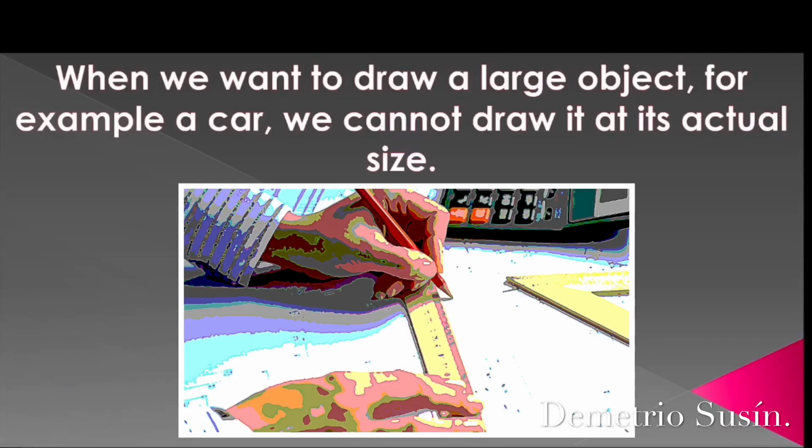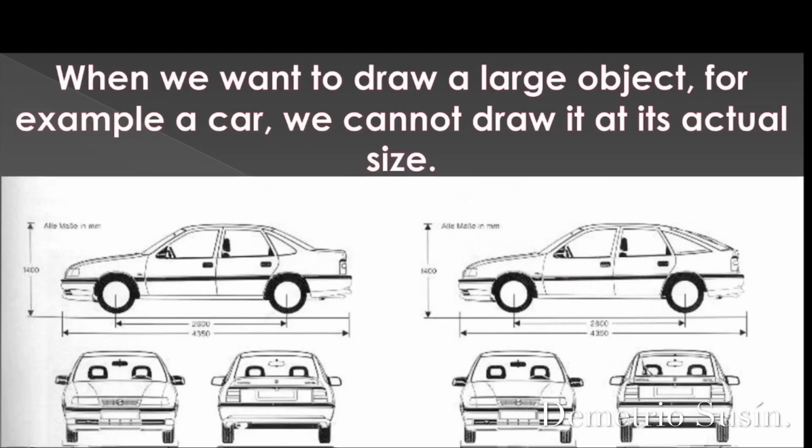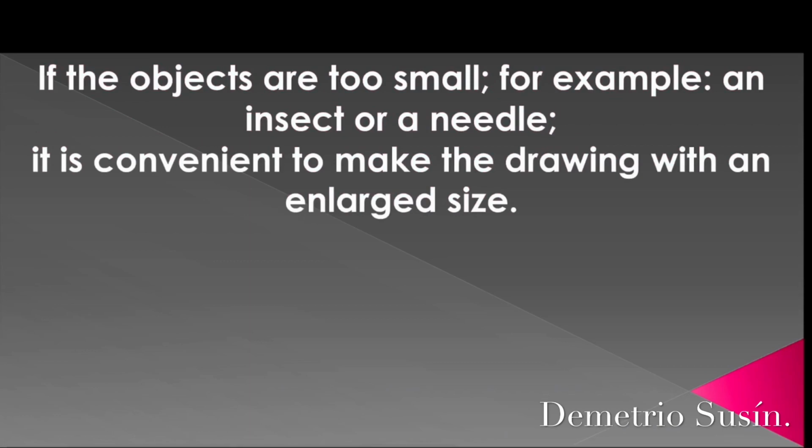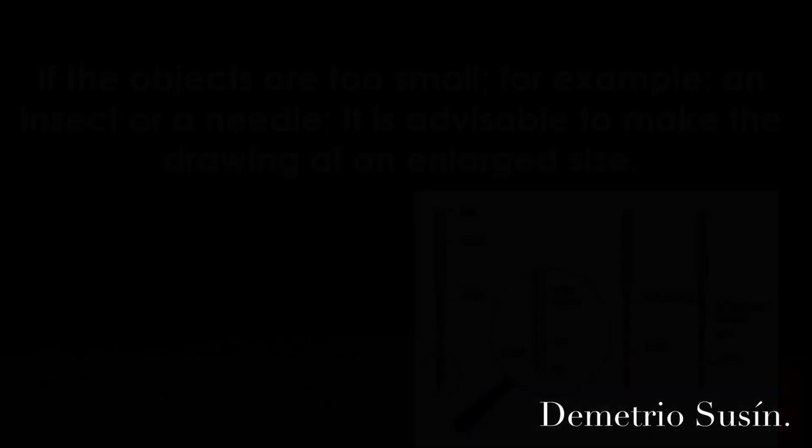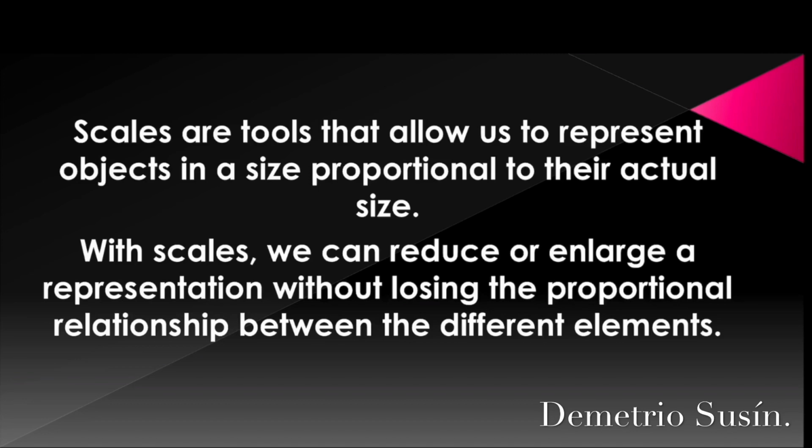When we want to draw a large object, for example a car, we cannot draw it at its actual size. If the objects are too small, for example, an insect or a needle, it is convenient to make the drawing with an enlarged size. Scales are tools that allow us to represent objects in a size proportional to their actual size. With scales, we can reduce or enlarge a representation without losing the proportional relationship between the different elements.